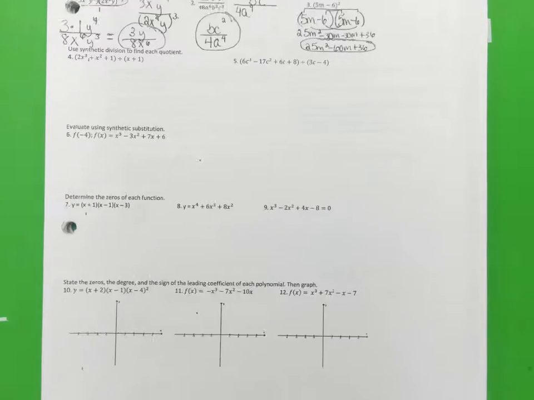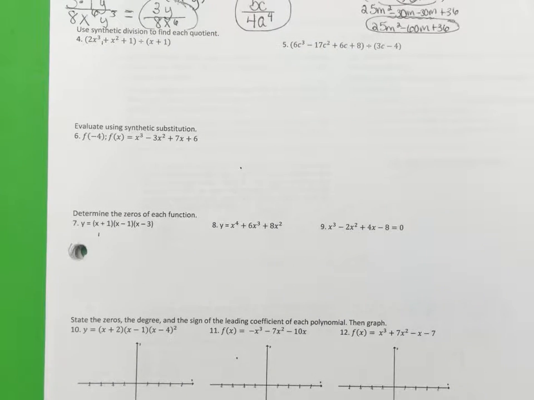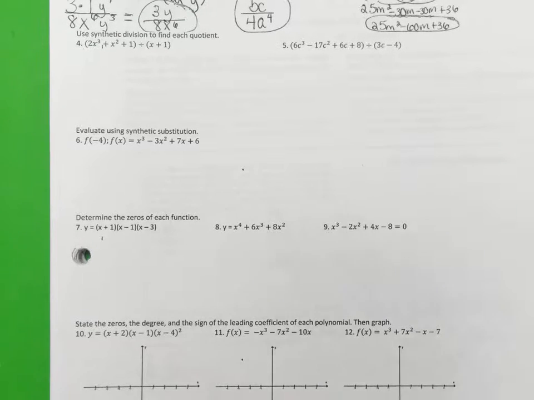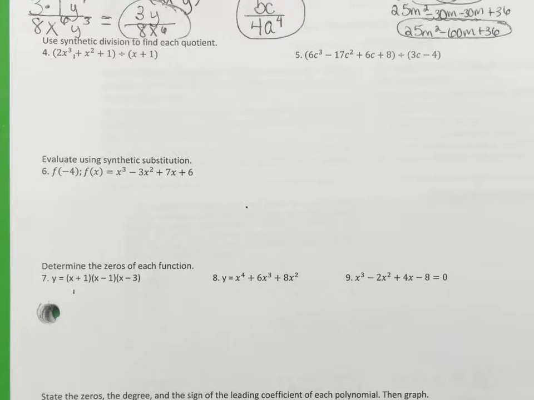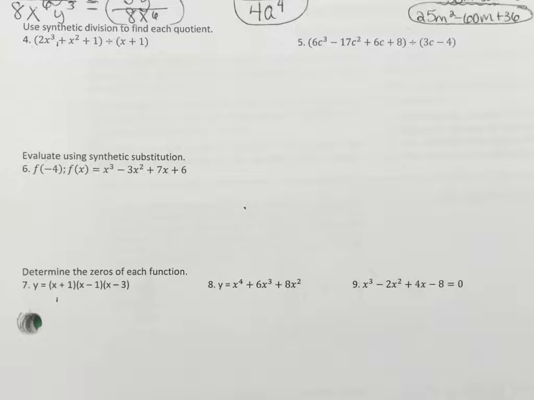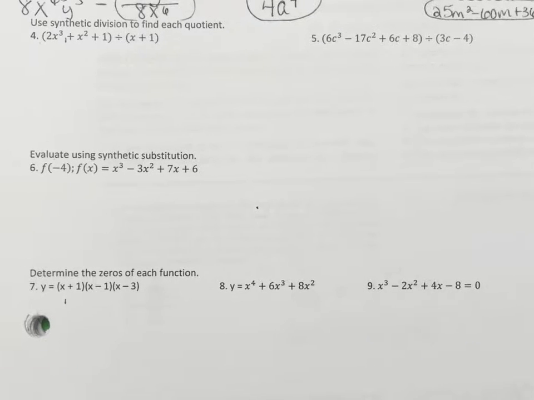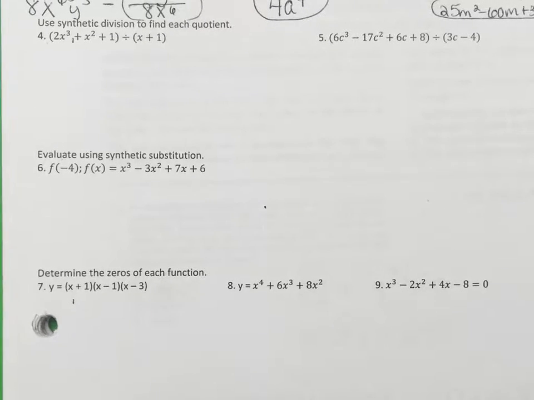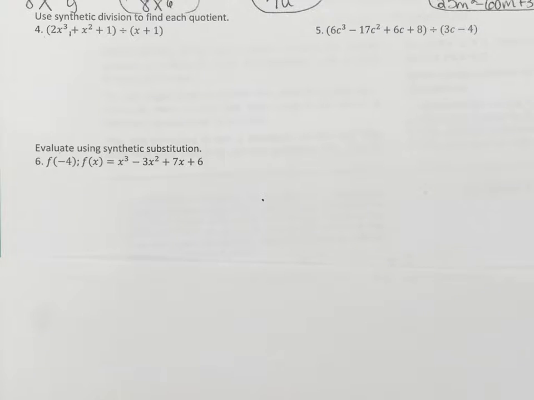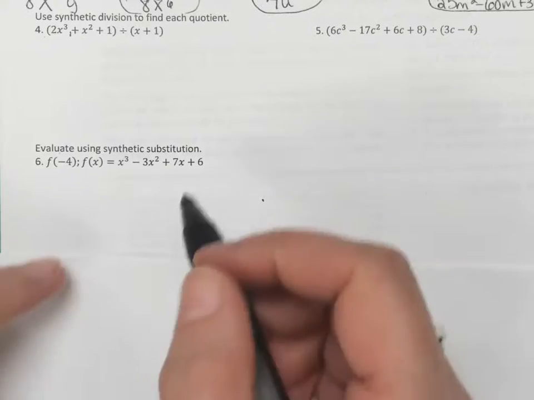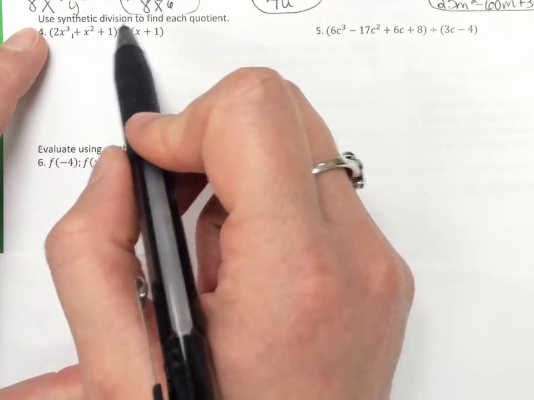All right, guys, grab your bell ringers. We're going to work on 4 through 6 today. All right, what about number 4? How do we do synthetic division?